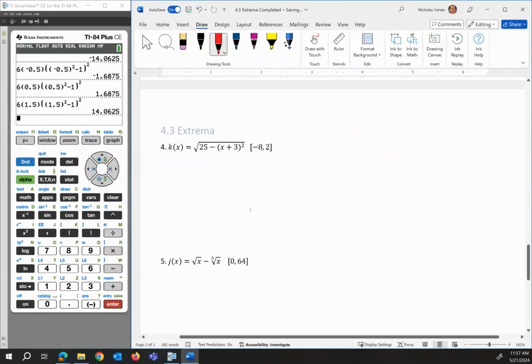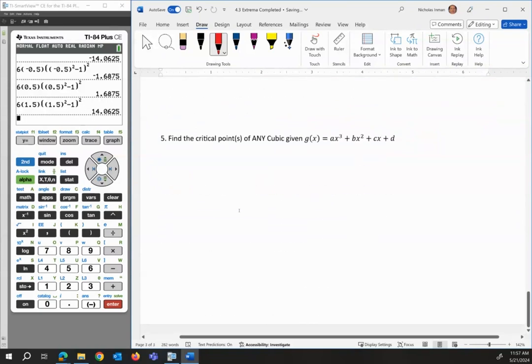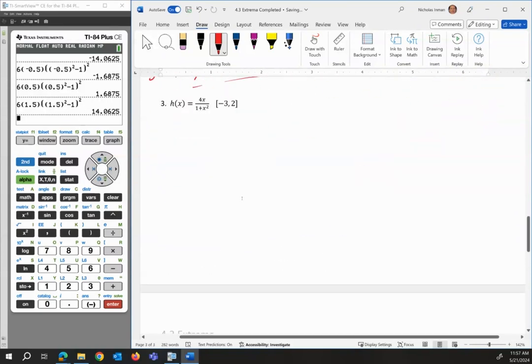All right, number 3. Whew, we've got a lot to go. Number 3. We plug in our endpoints. Right, -12 over 10. Plug into 8 over 5.